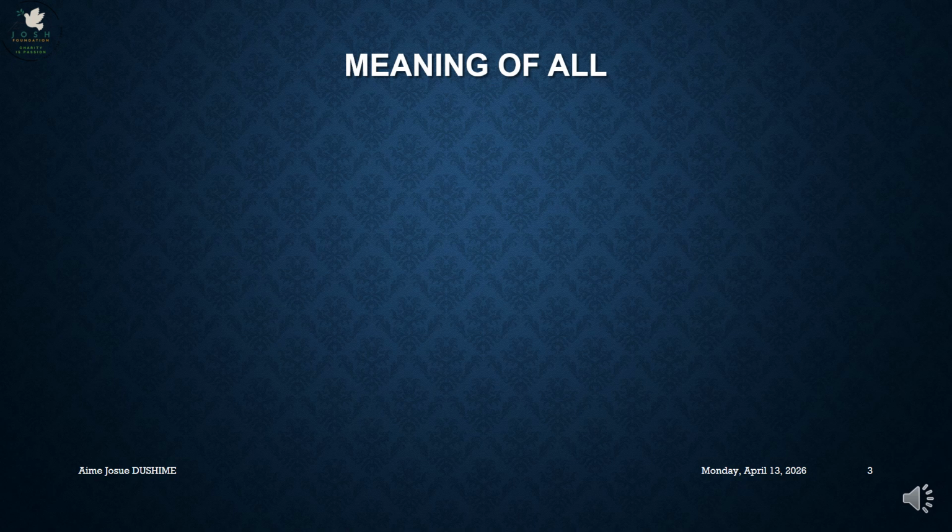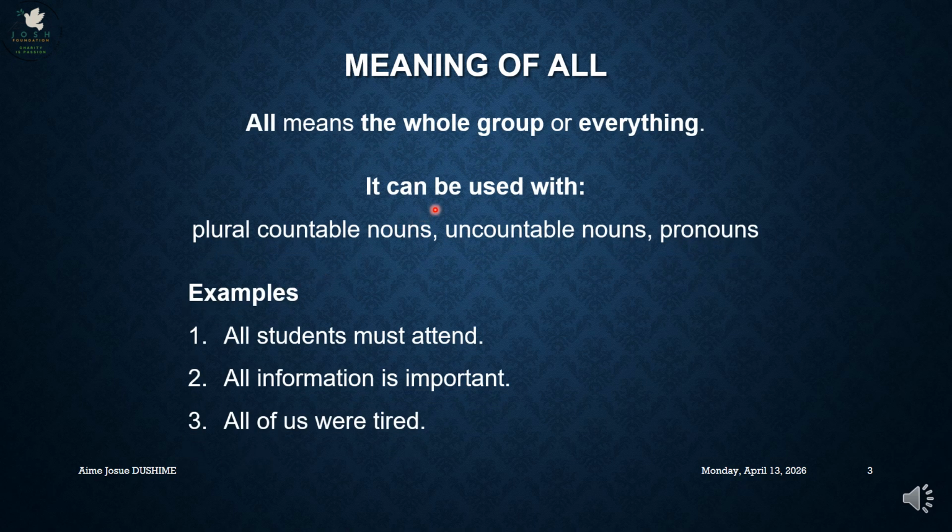What's the meaning of all first of all? All means the whole group or everything. When I say everything, when I say the whole group, that's when I use all. It can be used with plural countable nouns or uncountable nouns generally, and even pronouns. All students, here used with a plural noun. All information is used with an uncountable noun. Then all of us is a pronoun, remember that. So it has three uses. We use all with plural countable nouns, all with uncountable nouns, and all with pronouns.